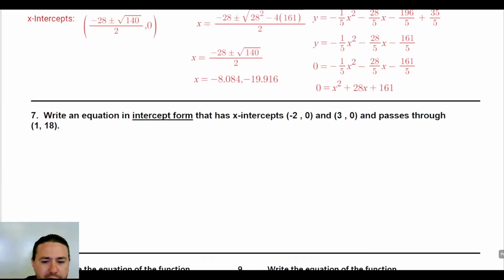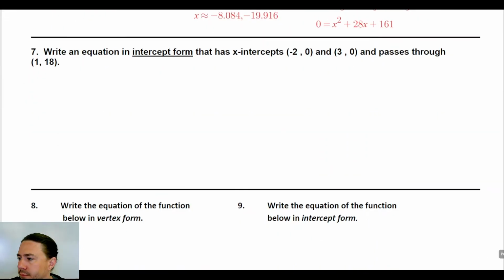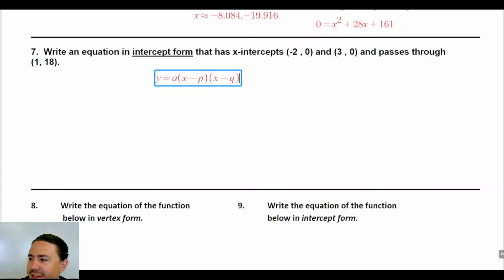We'll look at number 7. Number 7 here says write an equation in intercept form that has the given x-intercepts and passes through (1, 18). So intercept form is going to take the form y equals a times (x minus p) times (x minus q), where p and q are the x-intercepts here. Since they tell us the x-intercepts are -2 and 3, I can plug in -2 and 3 here.